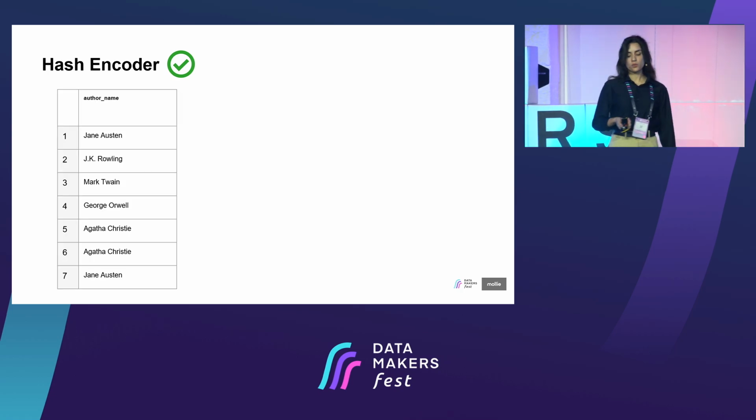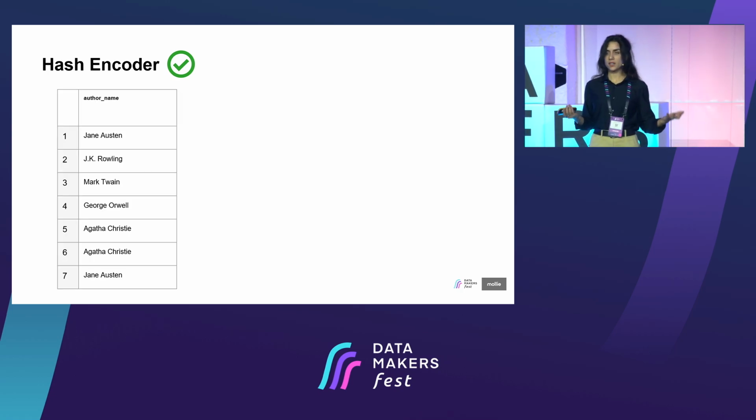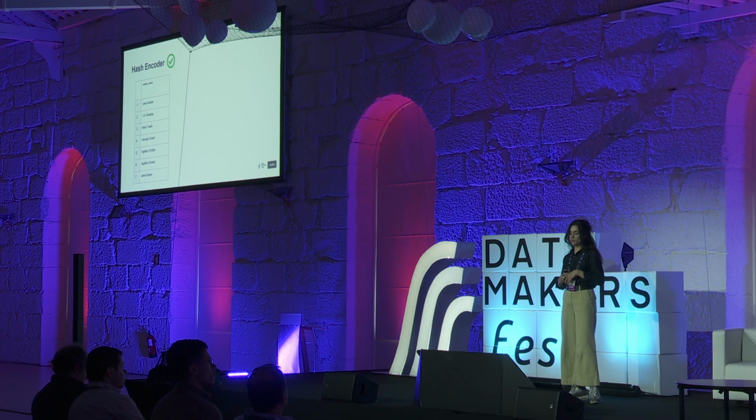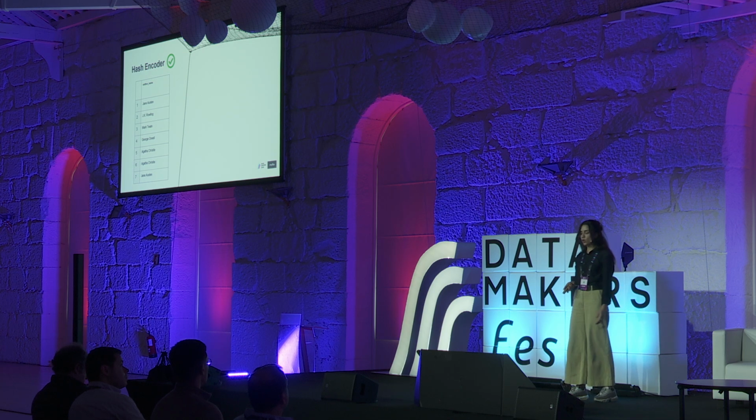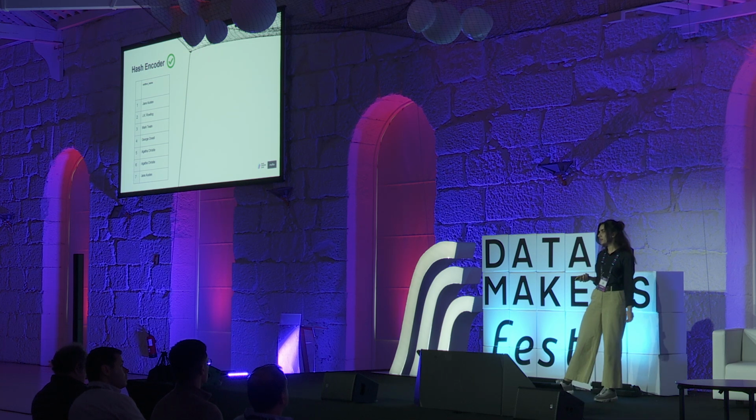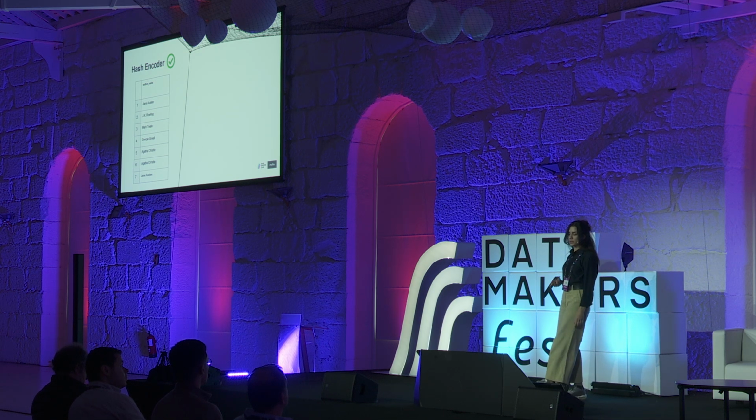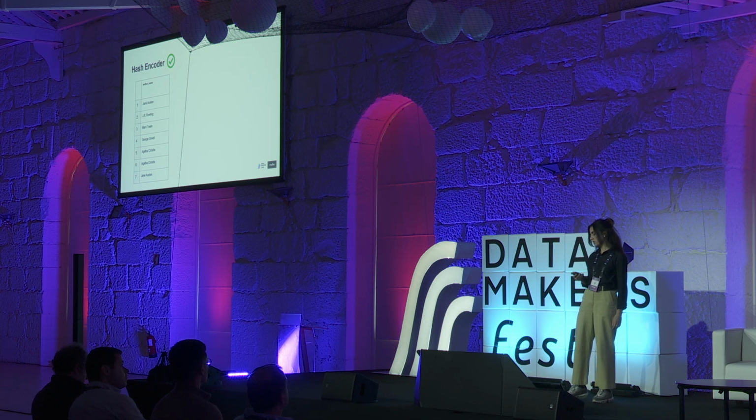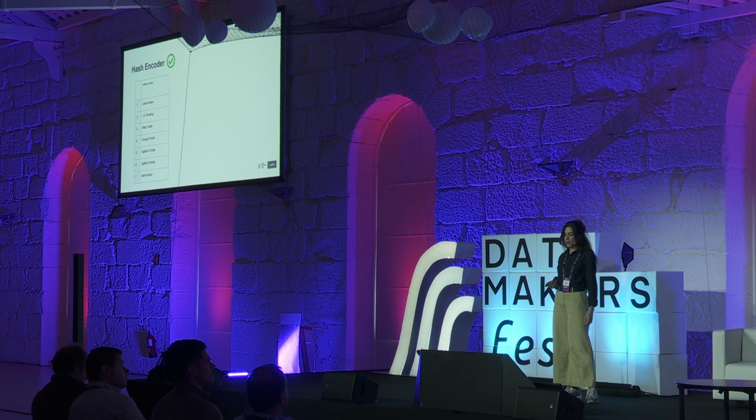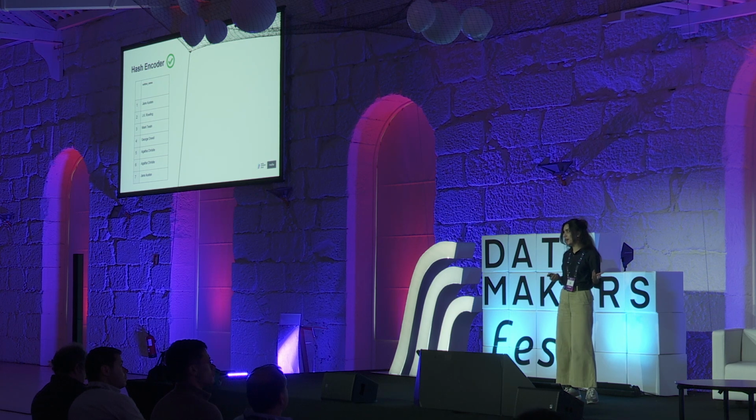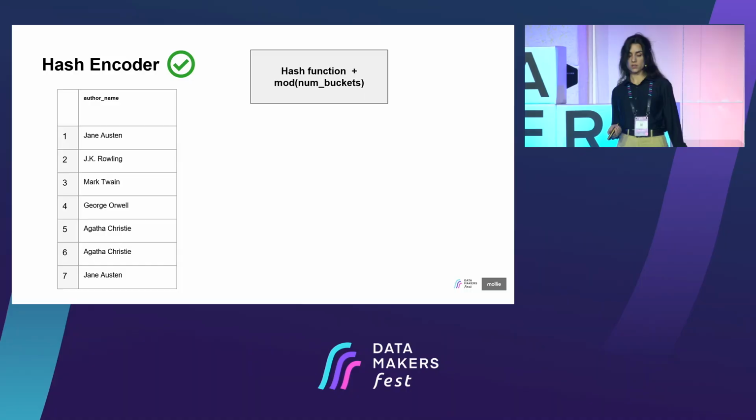I like the example of author names because it's an example where we can have millions of names. There are millions of authors in the world, right? So if we're building a model related to books, and author name is one of the features, then we have very high cardinality, right? So what we can do here is apply some hash function and bucket them.